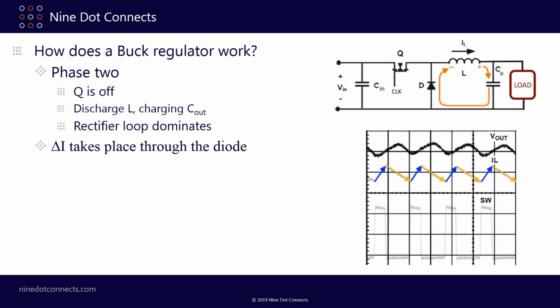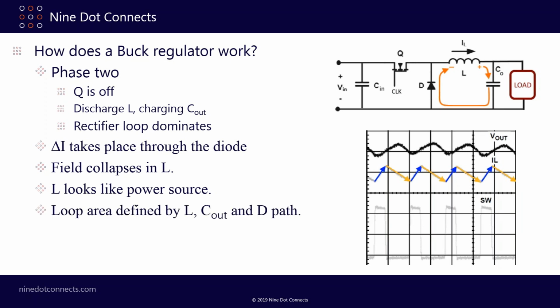The interesting thing about this particular loop is that the sudden change in current through the diode is what you're going to be concerned about, because you already had current going through the inductor and the output capacitance, but you didn't have current going through the diode. Now you do. Again, the field collapses to create that current loop. We have the loop defined specifically by the 3 components that you see in that orange loop.